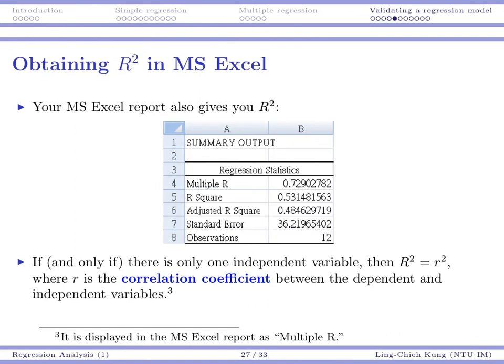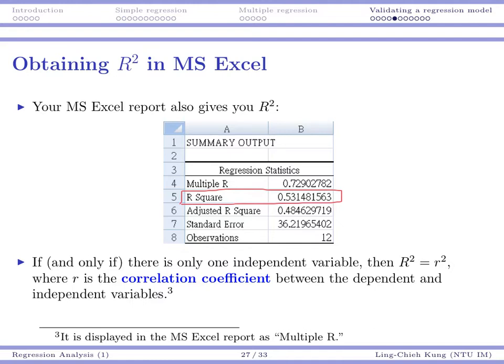In Excel, it's also very similar. When you finish the regression analysis, you see a large report, and in that report, you have this number, R squared. Again, it's around 53%.